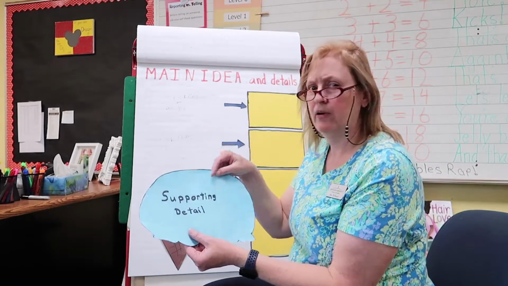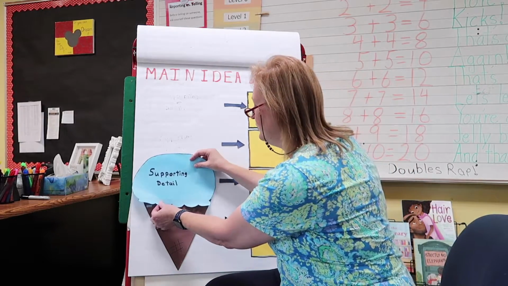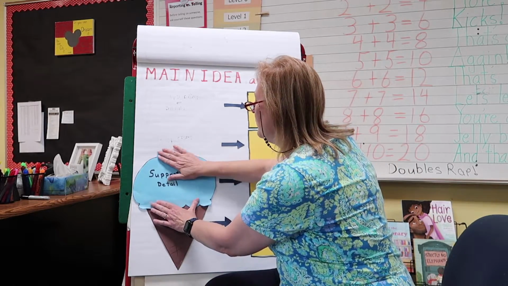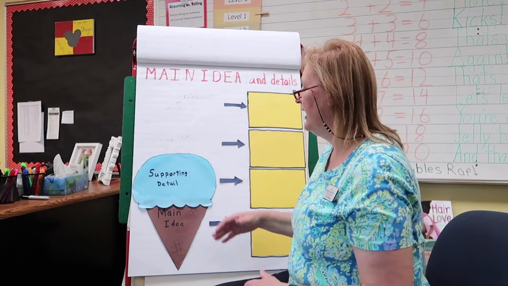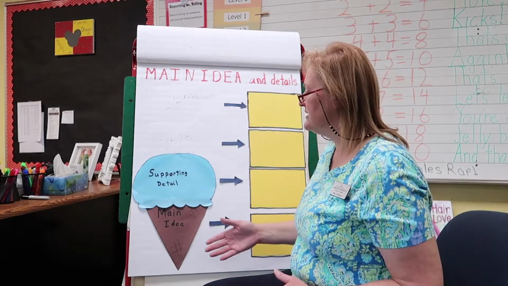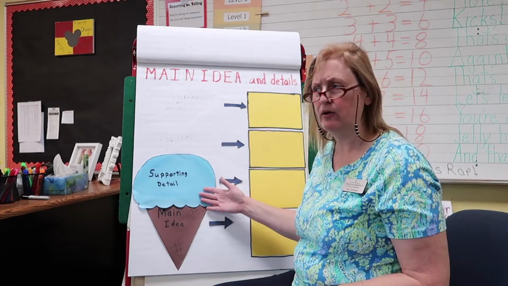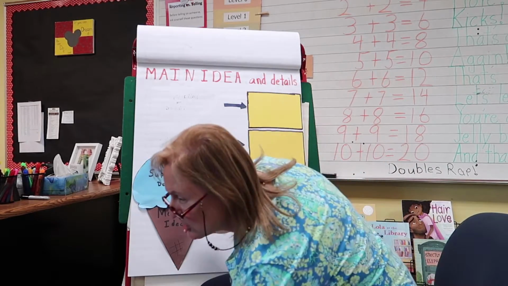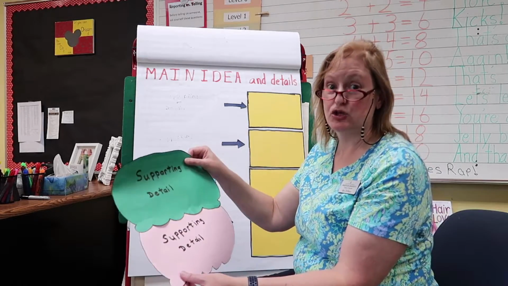A scoop of ice cream, or a supporting detail if you're reading a story. You need a supporting detail, and a supporting detail helps you know what your main idea is all about. And when you're eating an ice cream cone, the ice cream is your supporting detail. It helps your cone taste better. And what would make your cone even better? Well, 1 scoop is good, 2 scoops is better, but 3 scoops is great.